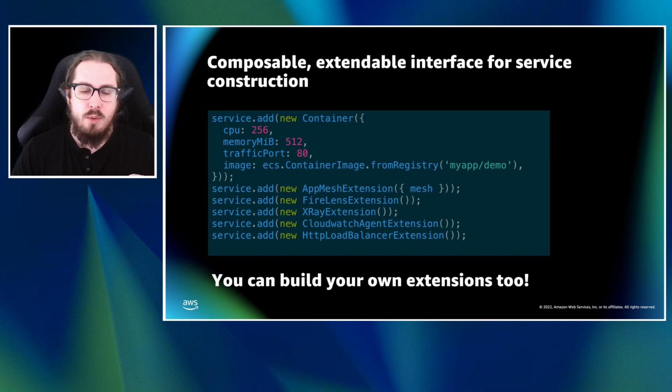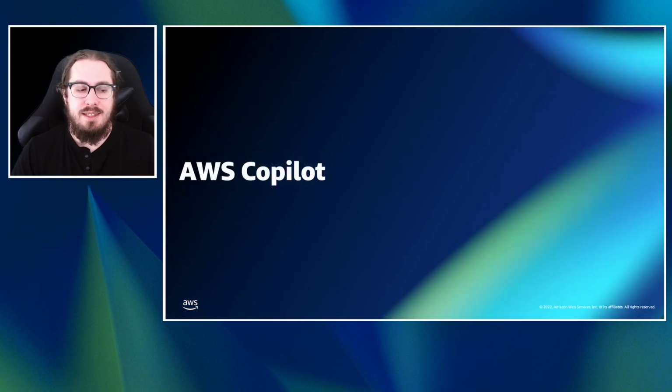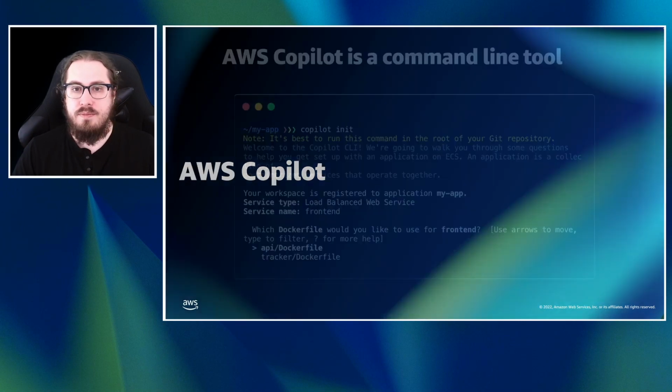So CDK is one way of doing it, especially if you are more into the coding side of things. CDK is designed for folks who like to deploy infrastructure, but they like to do it using a programming language. Another option is AWS Copilot. And AWS Copilot is a command line tool.